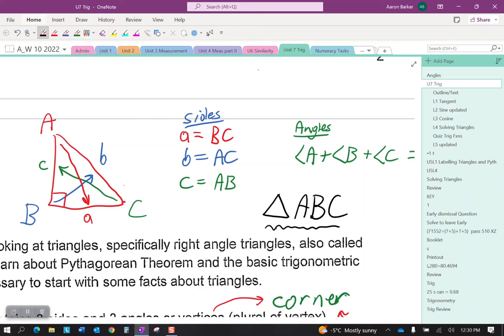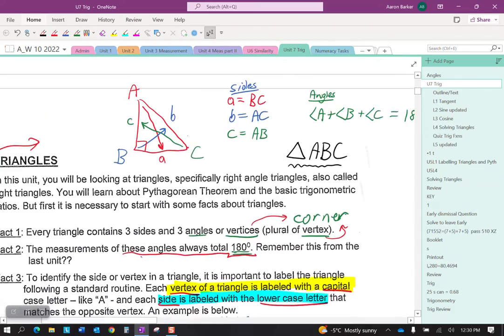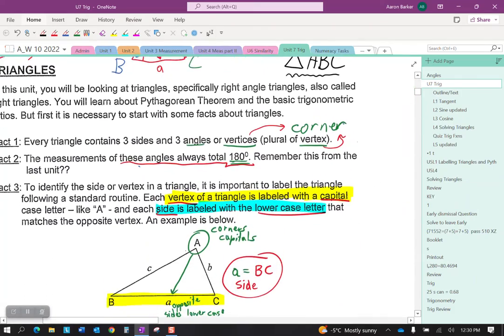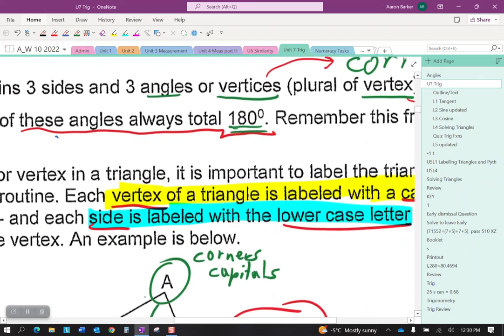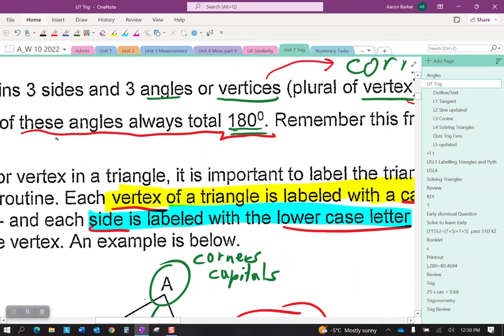Okay, so going down then, we're just going to make a couple more notes about this because it's so important. Looking here, first of all, number one, corners are capital letters. So circle the letter A, write down corners for the capitals or capitals for the corners. Okay, that's very important. Corners are capital letters. Write it down again.